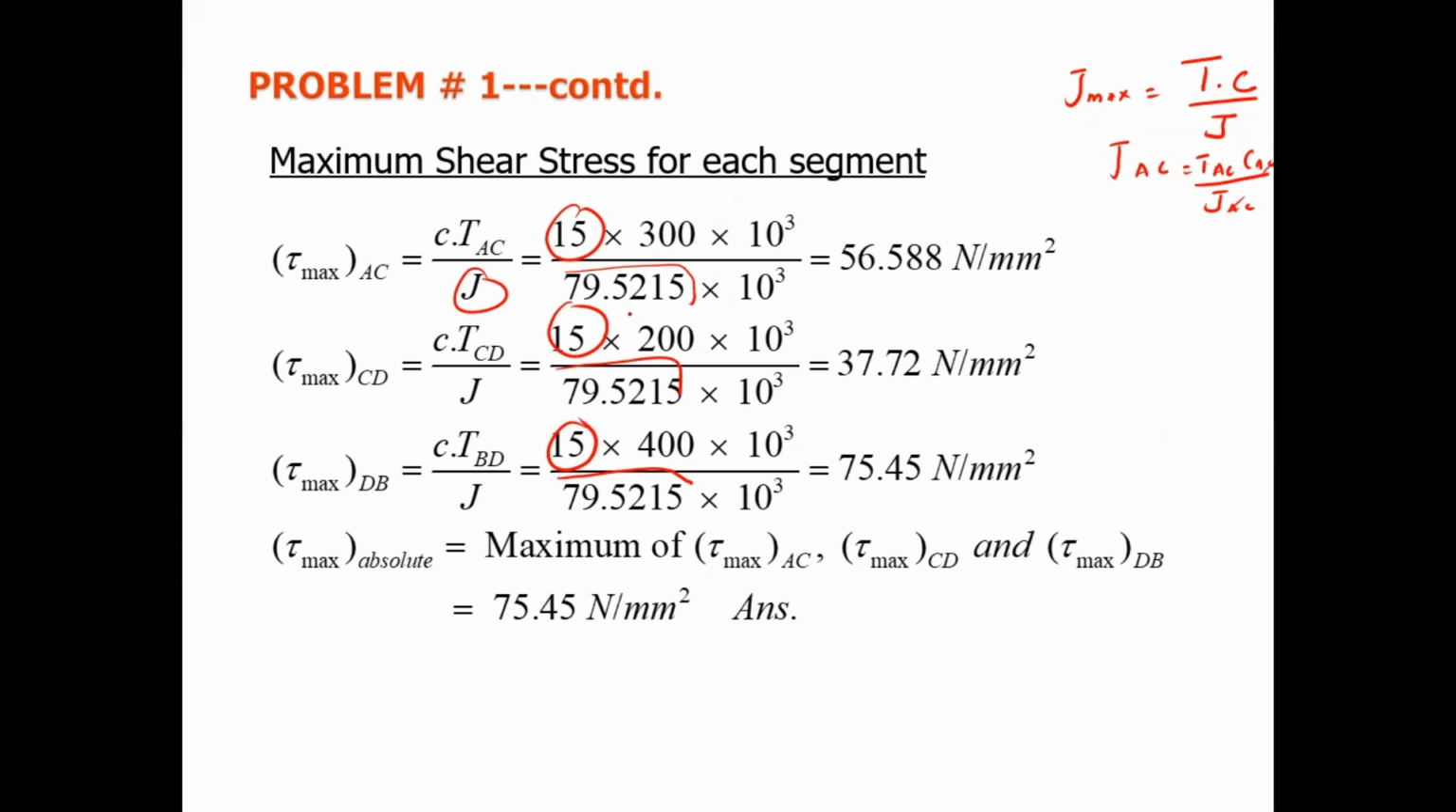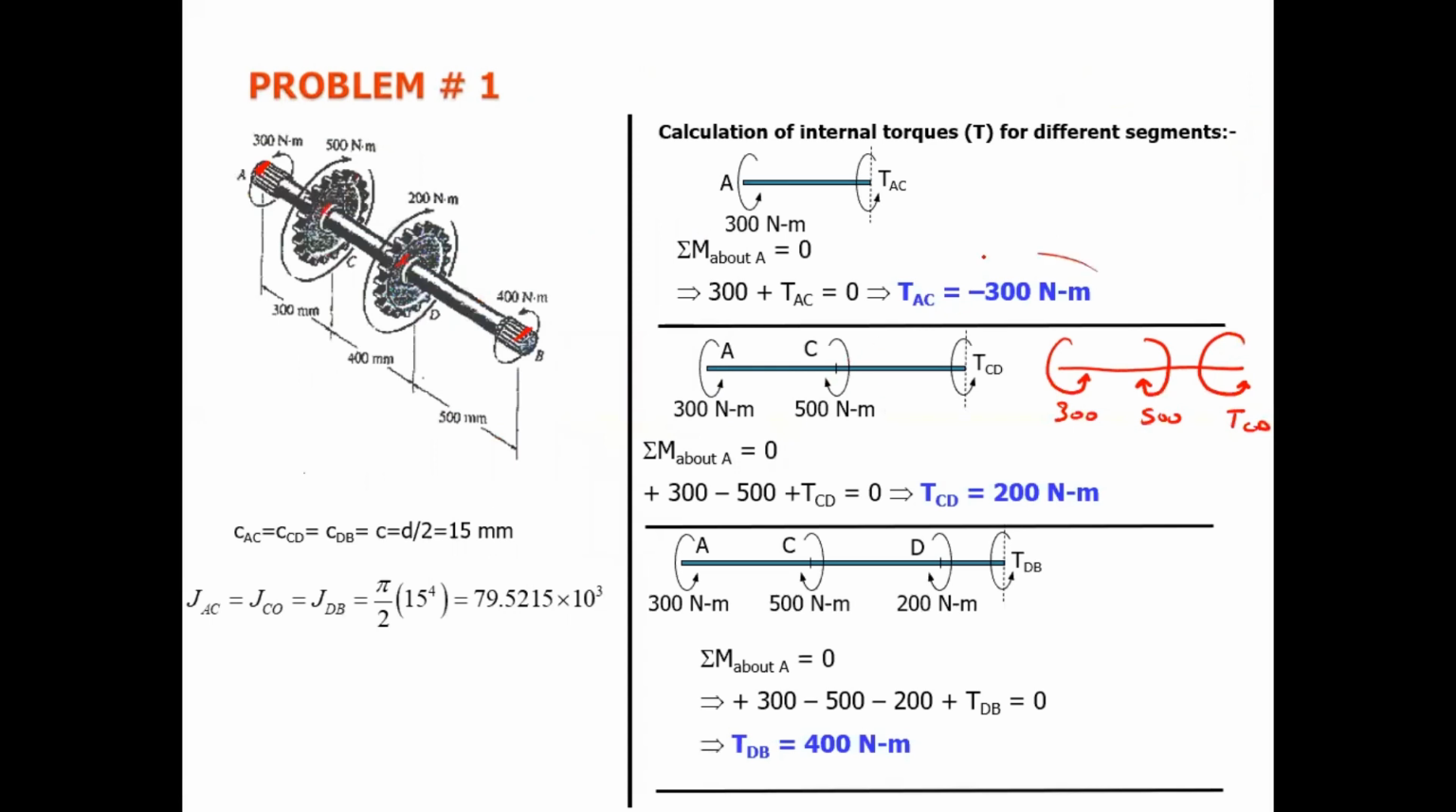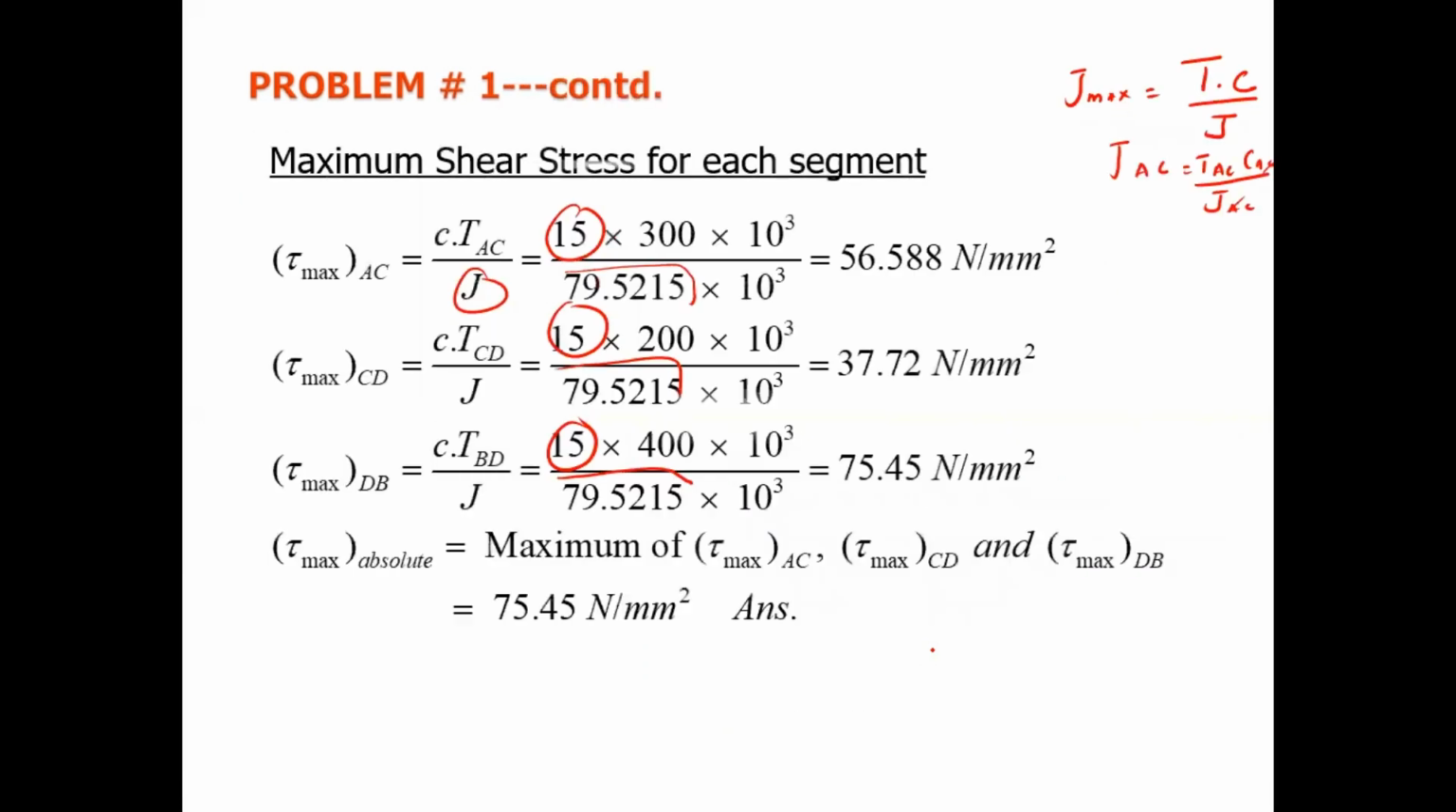So for tau AC, we calculate 300, 200, and 400. We put the value, we got the answer of tau max in Newton per millimeter square. So the maximum of tau max AC, tau max CD, and tau max BD is 75.45. So which is our absolute answer.